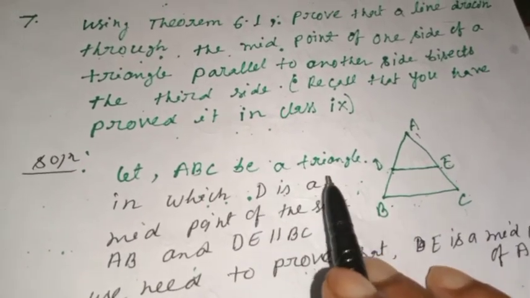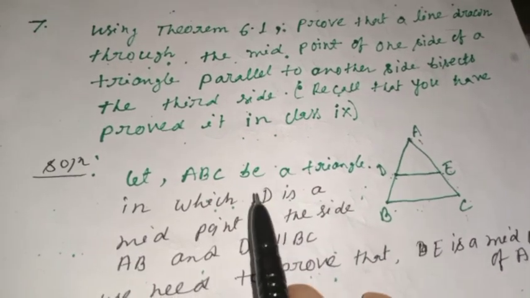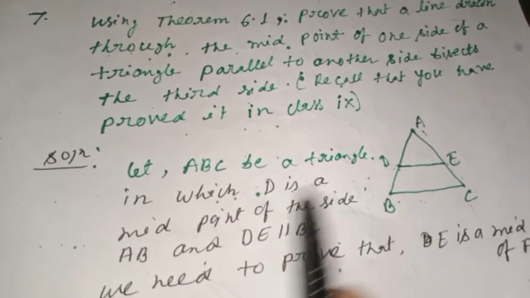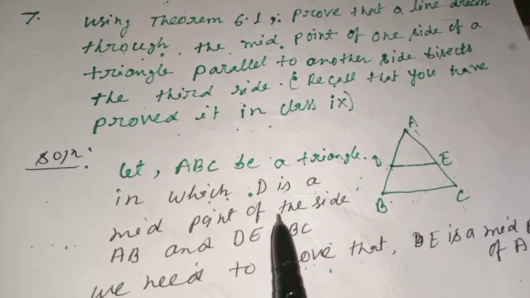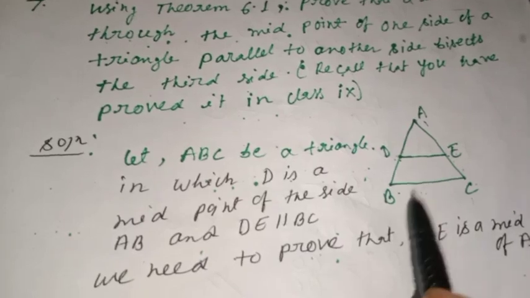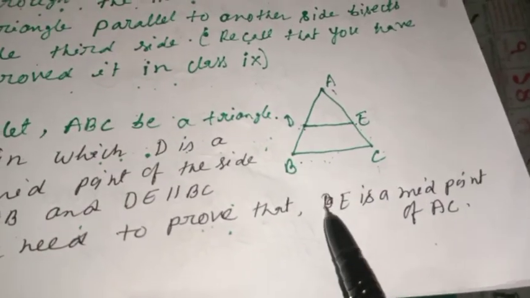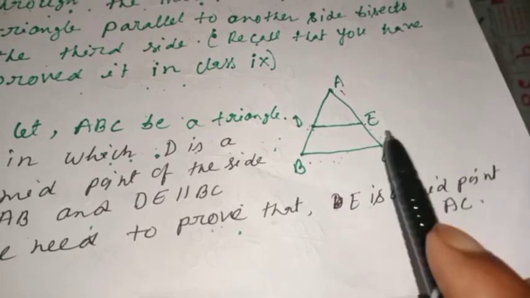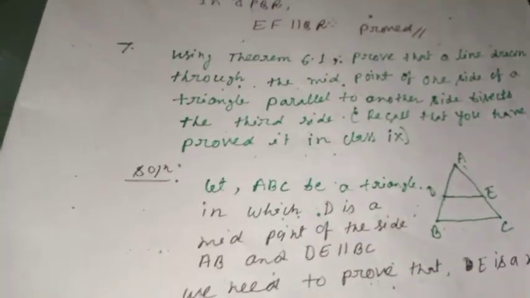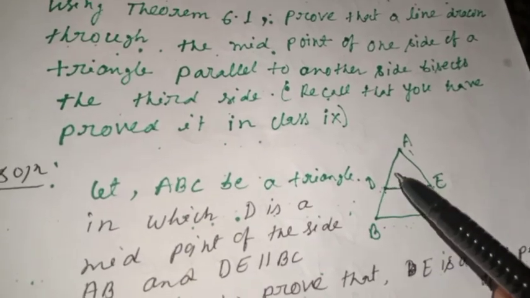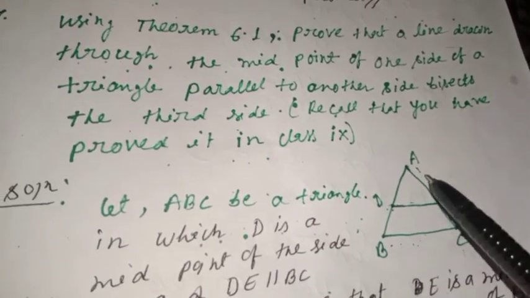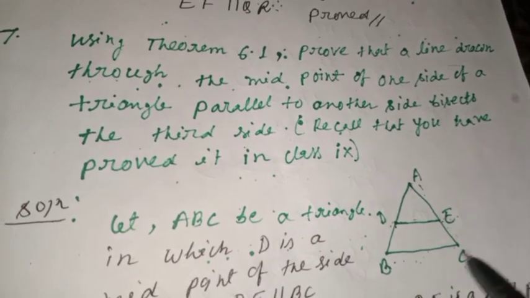Let ABC be a triangle. You have to write a little introduction for the figure. ABC be a triangle in which D is a midpoint of the side AB and DE parallel to BC. We need to prove that what? E is a midpoint of AC. Okay. We have AD is equal to DB. Why? Because this is a midpoint. Now using BPT, you can see the figure once more. If you use BPT, since DE is parallel to BC, then you will get what? AD by DB is equal to AE by EC.